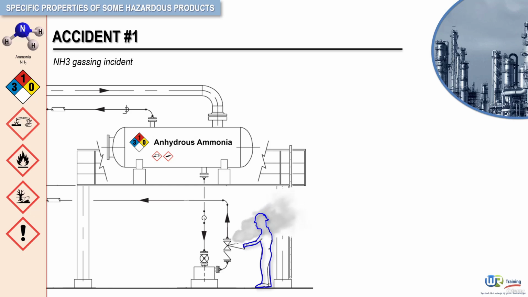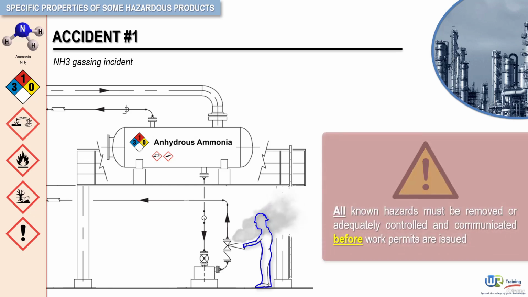The main safety message here is as follows. All known hazards must be removed or adequately controlled and communicated before work permits are issued.